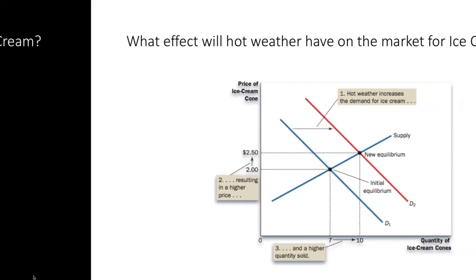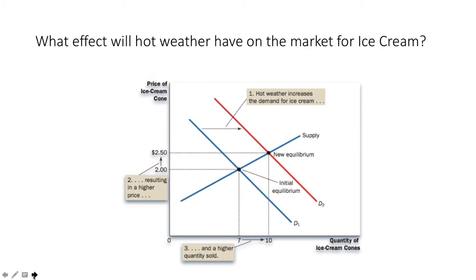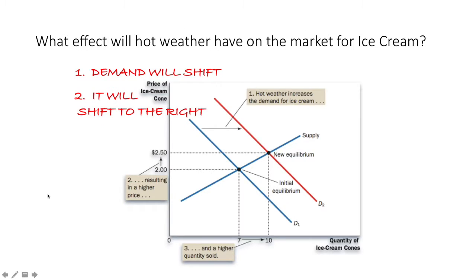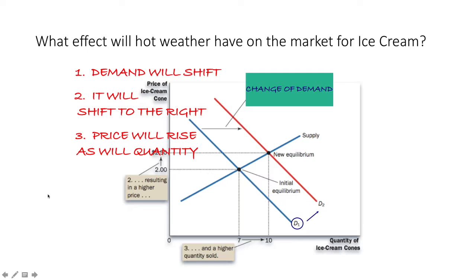Graph it. Okay, so here we have the market. Hot weather's effect on the market for ice cream. Well, this is going to be a change in consumer tastes and preferences. Because it's hot, more customers are likely to want to buy ice cream. This is going to cause the demand curve to shift to the right. The result is going to be the price is going to rise, okay, and the quantity is going to rise as well.